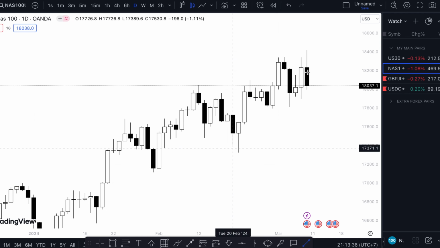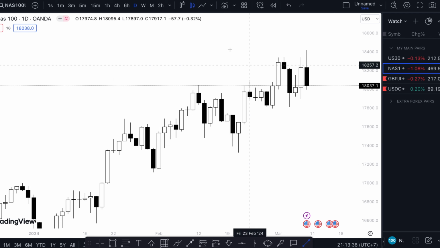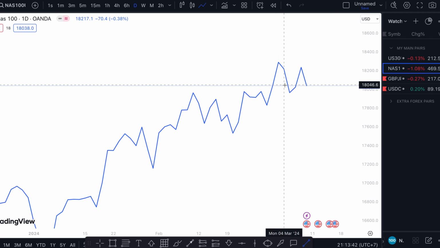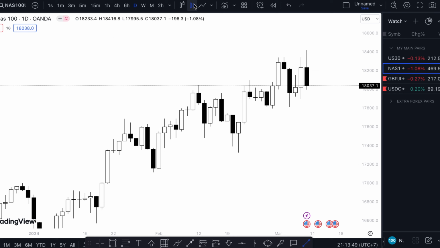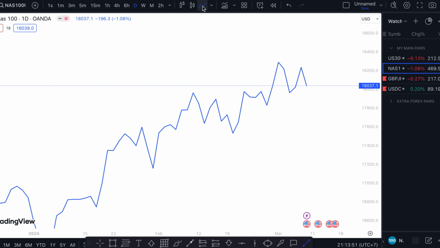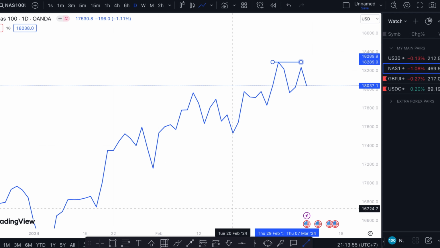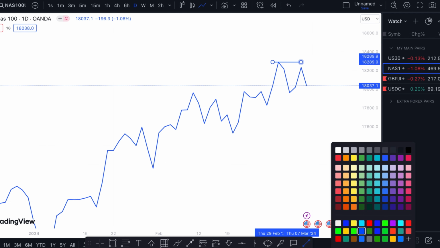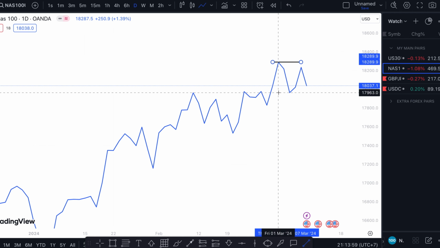Here's a tip. If you guys are doing market structure, select the line chart because that'll make it so much easier. You can select the line chart from your Forex candles by going on the top bar in the middle where you see the candle icons, and switching it to the line chart. Then take your line tool and let that be your structure.